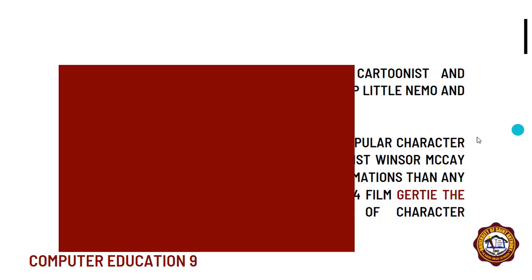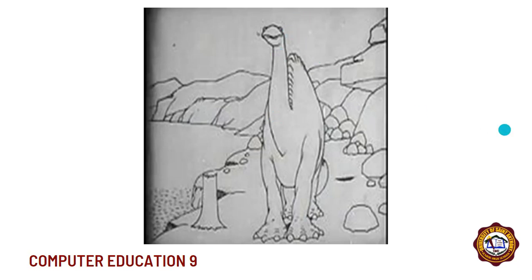So, ito yung itsura niya. So, pag sinabi natin character development, parang merong nangyayari dun sa character natin. So, for example, from being a baby dinosaur, it grew up to an adult dinosaur. So, there was a development to the character.